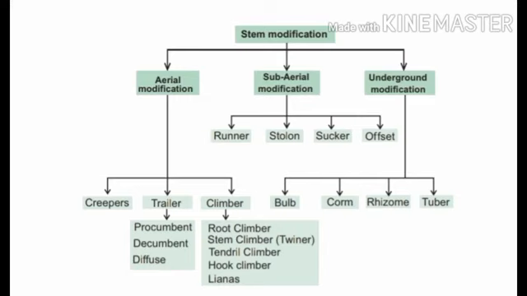Creepers are the ones which crawl on the soil, and trailers are the plants with weak stems that spread over the surface of the ground without roots at the nodes. And climbers try to climb upon a supporting tree. So these are the three aerial modifications. The subaerial modifications are runner, stolon, sucker, and offset.